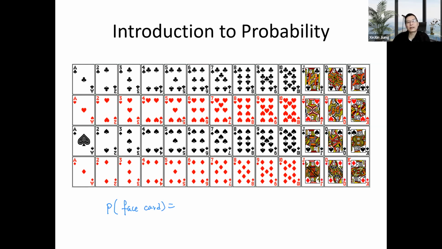Okay, so we count how many face cards. I have 1, 2, 3, 3 times 4, you have 12. Totally, you have 52 cards. Simplify it: 3 out of 13. All right, so that's the probability of getting a face card.